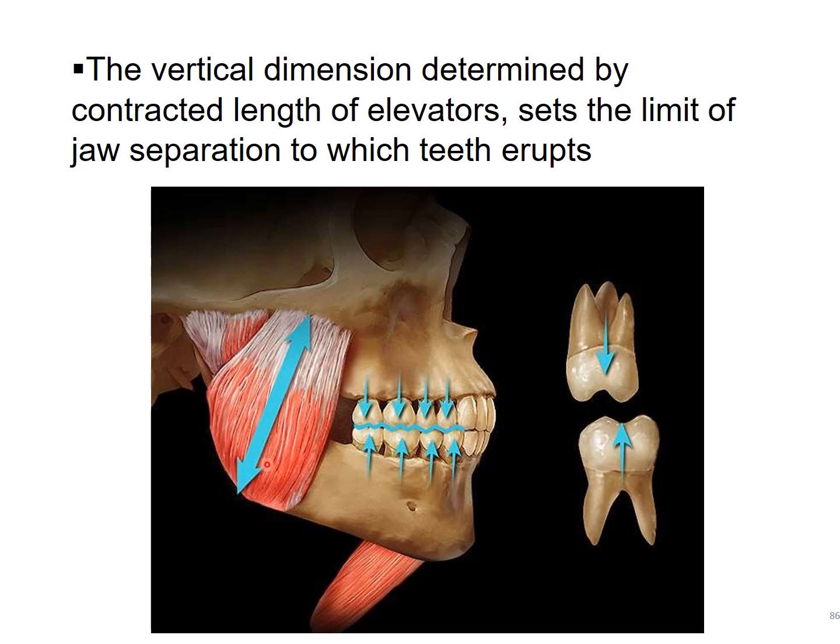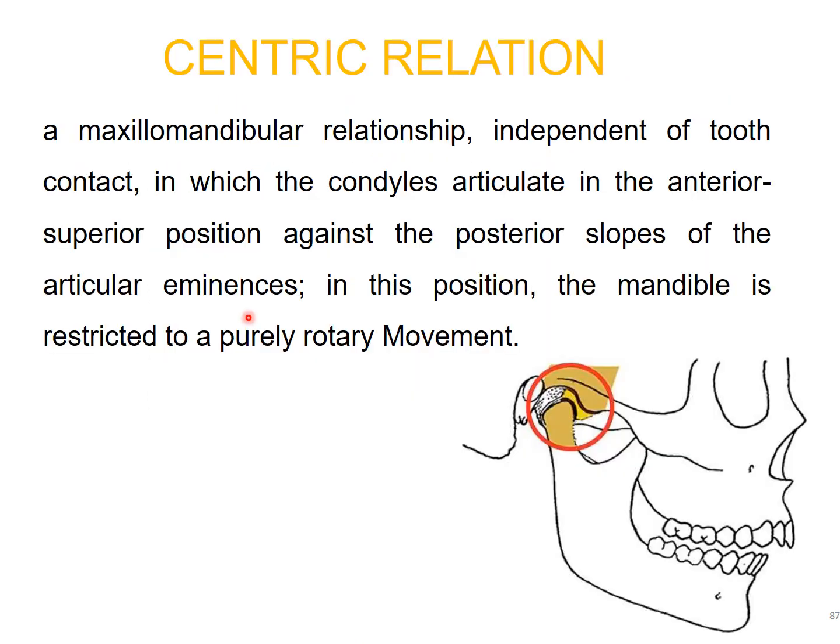Okay, this is the masseter muscle, this is the temporalis muscle over here, which is attached to the coronoid process. Okay, now coming to centric relation, as I have told in between, a centric relation is a maxillomandibular relationship which is independent of the tooth contact, in which the condyles articulate in the anterior superior position against the slopes of the articular eminence.